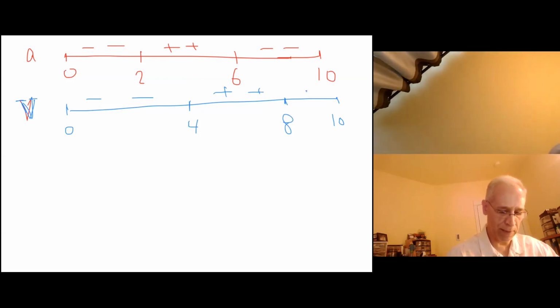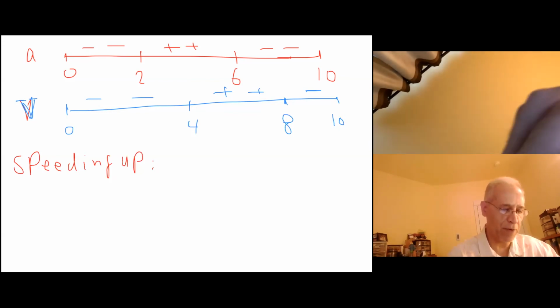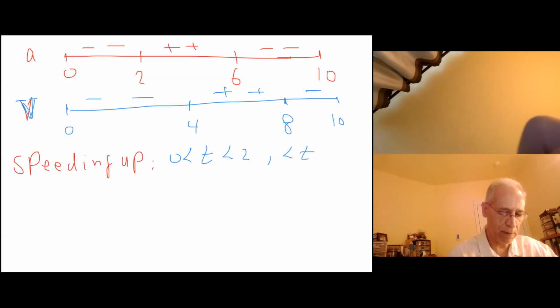All right. So for now I can conclude that speeding up is happening when the signs agree, when they are both the same. So speeding up is t between 0 and 2, also t between 4 and 6, and t between 8 and 10.